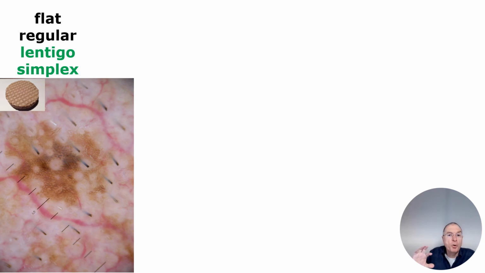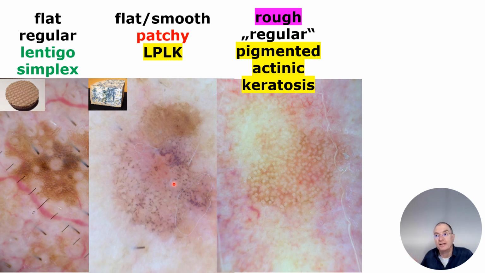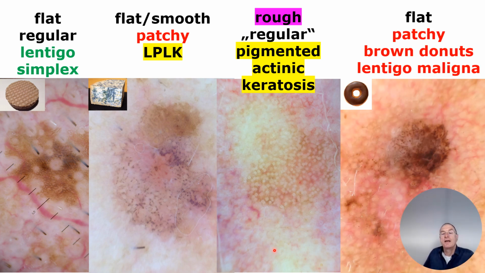Flat in touching, more or less regular: lentigo simplex. Very nice. Flat, also a little bit smooth here. Here is the remaining part of the SEPK, and here is the melanophage. That means the remaining part of the inflamed SEPK, and that is in total the lichen planus like keratosis. When you are not sure, do surgery with histopathology. Absolutely correct. Rough in touching, so more or less regular pigmentation, rough in touching, so we have the pigmented actinic keratosis.